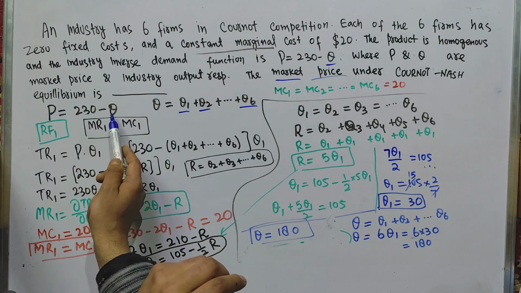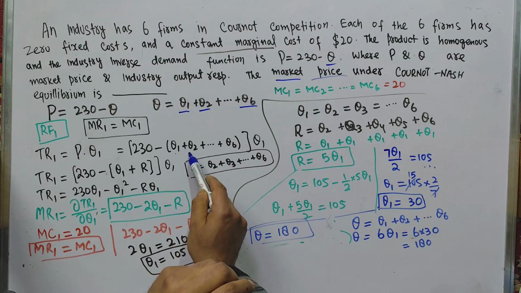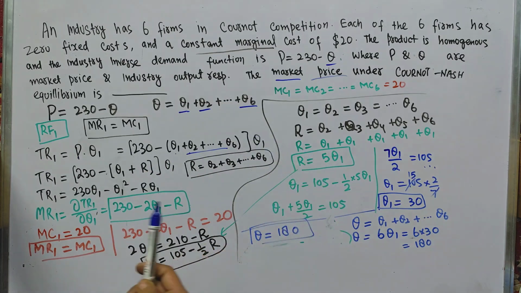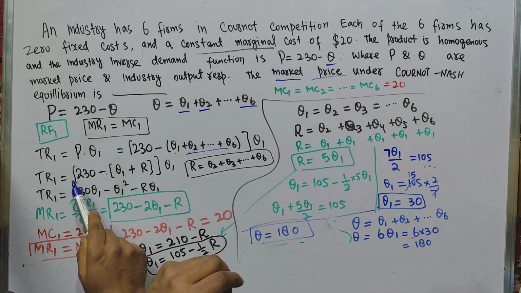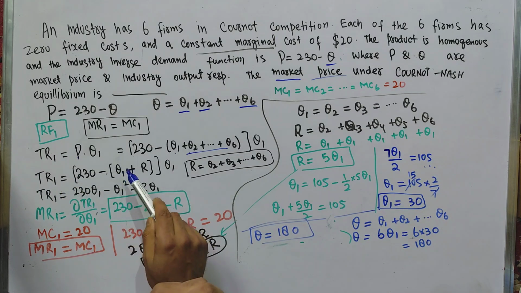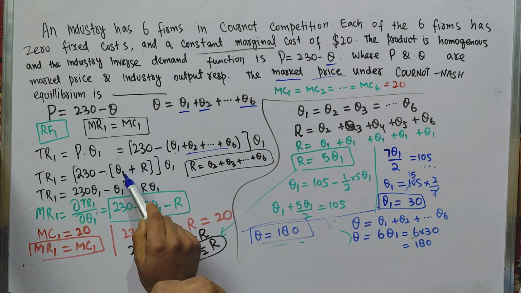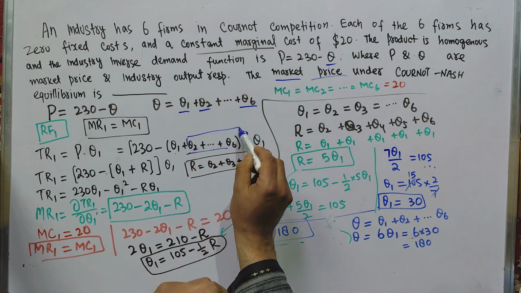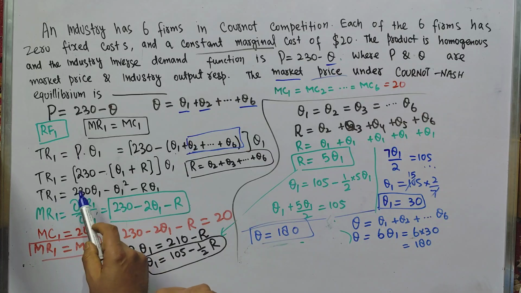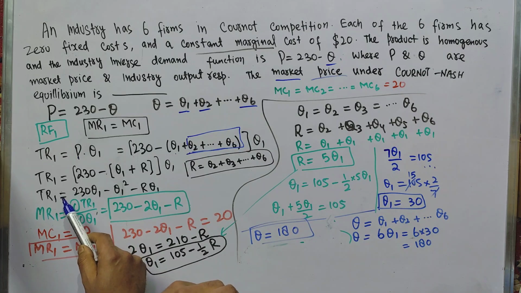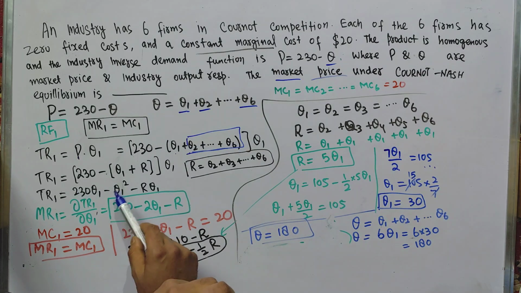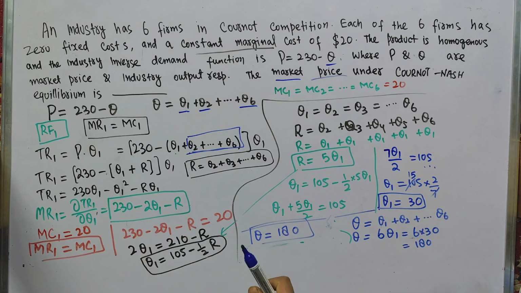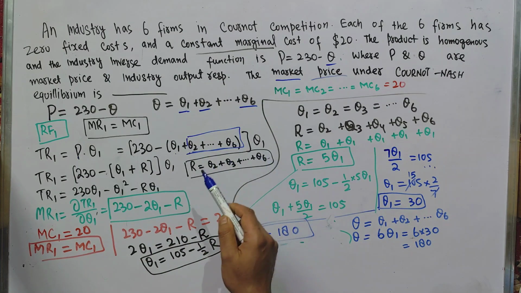So P is 230 minus Q. In place of Q, we have Q1, Q2 up to Q6. To this we multiply Q1. Then total revenue will be equal to 230 minus (Q1 plus R), times Q1. I have written R in place of Q2 up to Q6. Then total revenue is equal to 230 Q1 minus Q1 square minus R Q1. R denotes the output of the rest of the 5 firms.